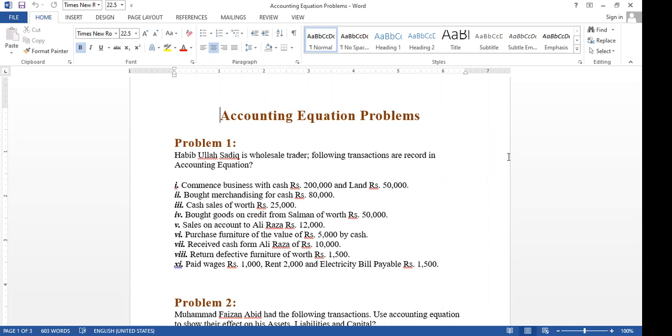Purchase furniture of the value of 5,000 by cash. Received cash from Ali Rasa of rupees 10,000. Return defective furniture worth 1,500. Paid wages 1,000, rent 2,000, and electricity bill payable rupees 1,500. We can solve this. Please get the paper and join with me.